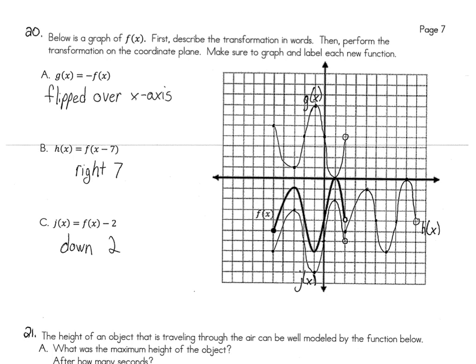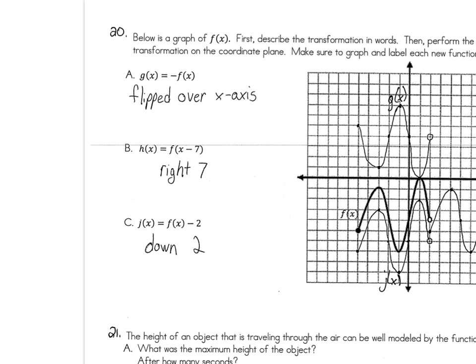All right, question 20, here we go, last page, you did it. All right, below is a graph of f of x. Describe the transformation in words, and I would actually prefer if you used the function. So in order to get from g of x to equal -f of x, you should have here f of x flipped over the x-axis. And for b, f of x moved right 3, and c, f of x moved down 2.